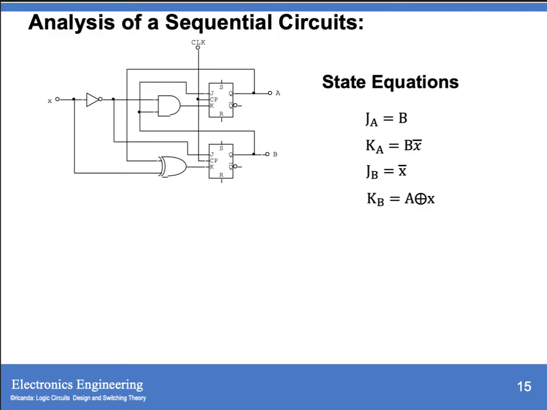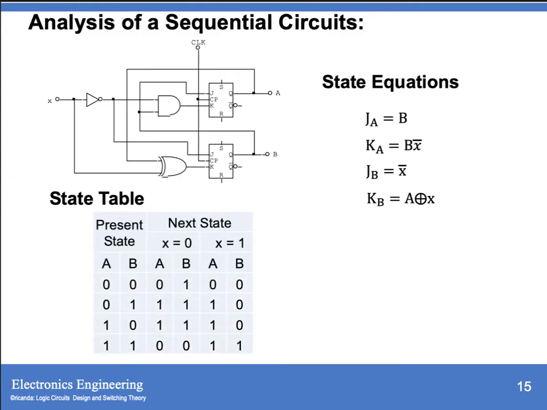Then we have to derive a state table as what we did in our previous slide. So you have to get your present state and the next state. In this type of sequential circuit, there is no output given. So we have only the present state and the next state, with your present state variables A and B and your next state variables also A and B, with input X when X equals 0 and X equals 1. So this is now your state table.